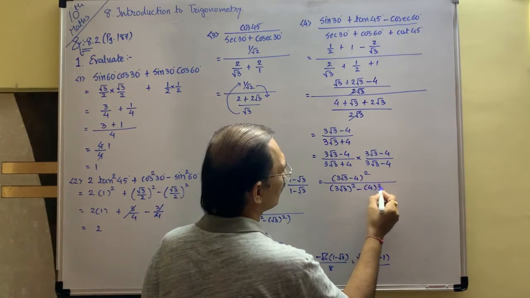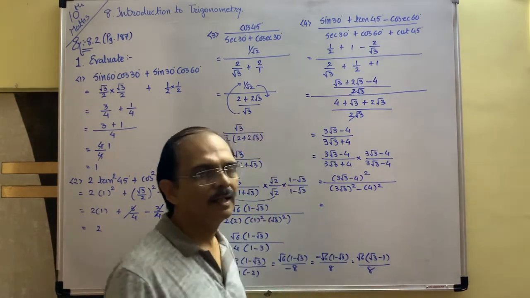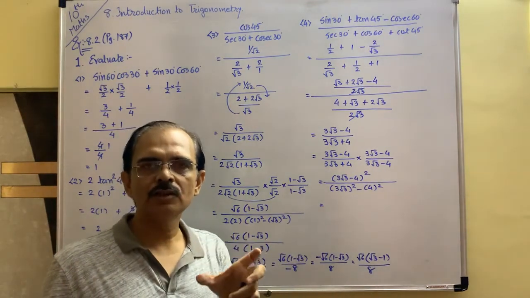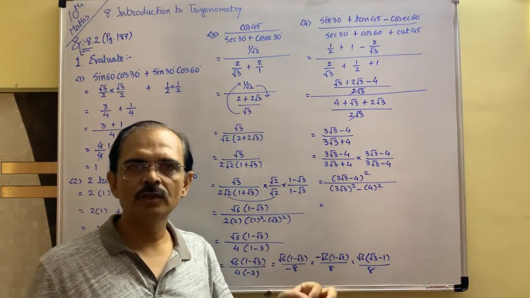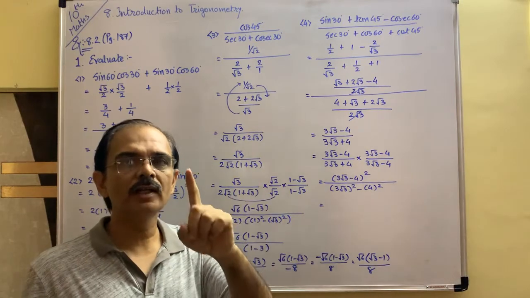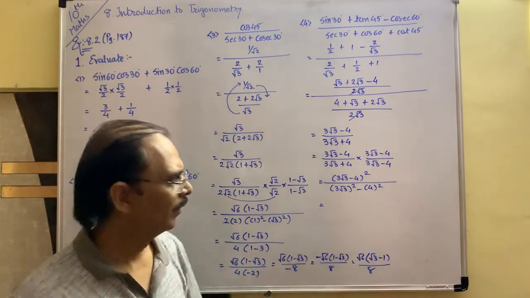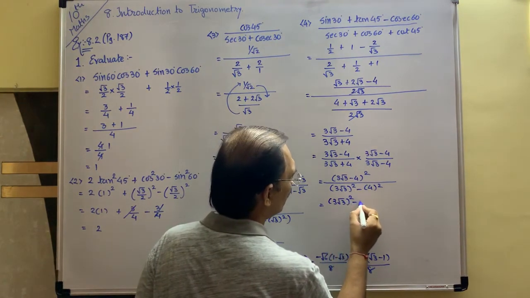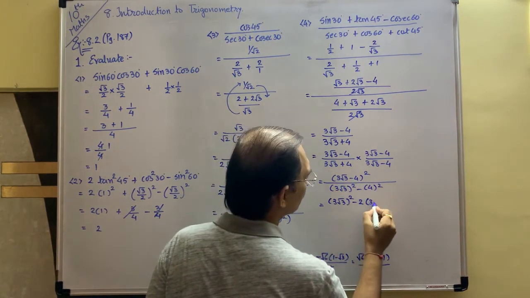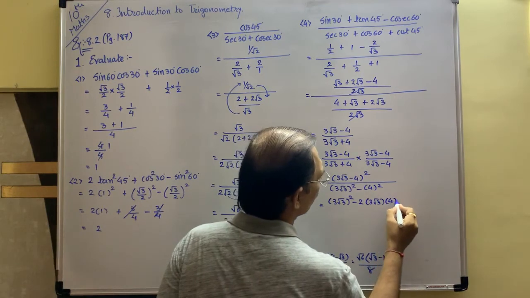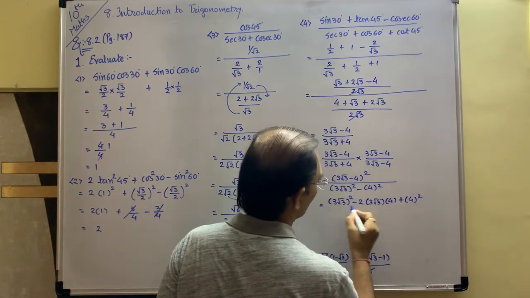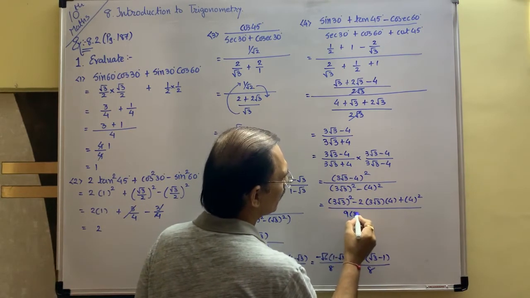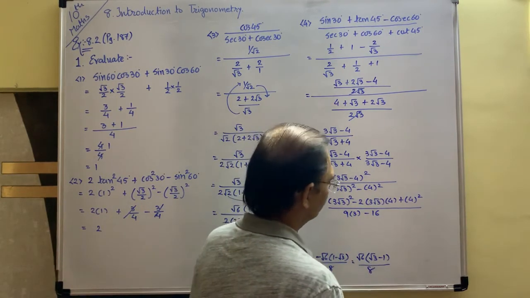Now think and please be alert. A minus b the whole square: the expansion is what? a square minus 2ab plus b square. Don't forget to write the middle term. So here a square, minus 2a into b, plus b square, upon 3 square 9, root 3 square 3, minus 4 square 16.